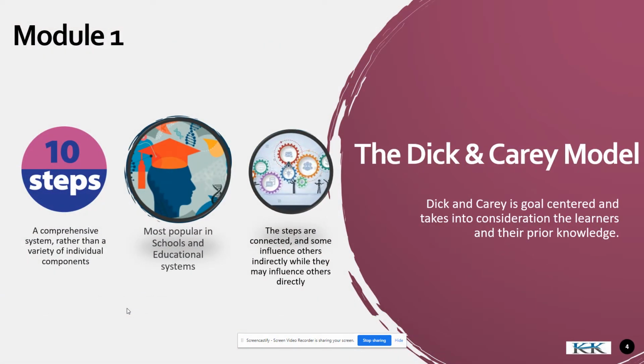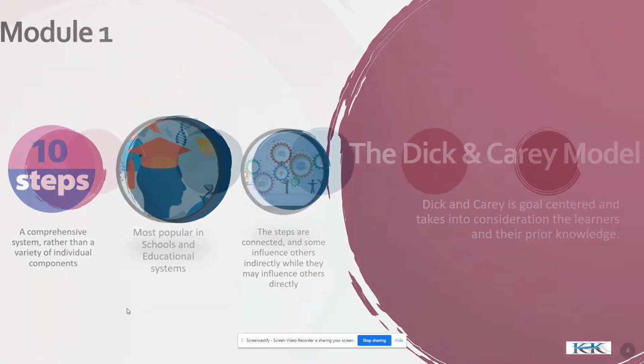Dick and Carey is goal-centered and takes into consideration the learners and their prior knowledge. The model is made up of 10 steps. It is a cohesive system rather than a variety of individual components. The Dick and Carey model is the most popular in schools and educational systems. The steps are connected and some influence others indirectly, while they may influence others directly.